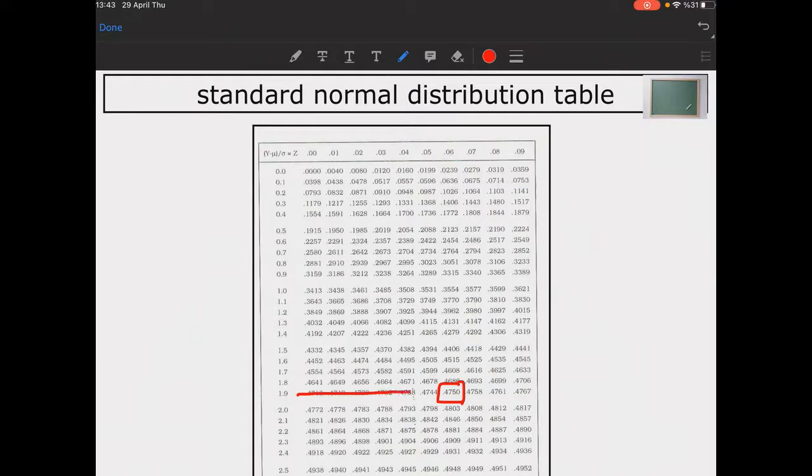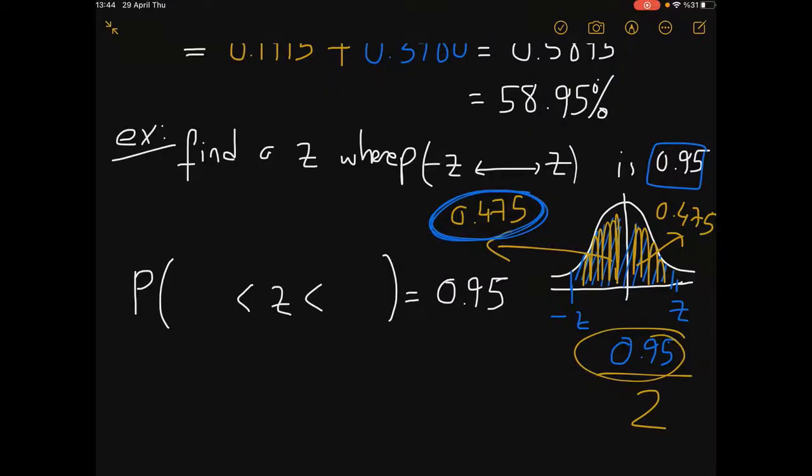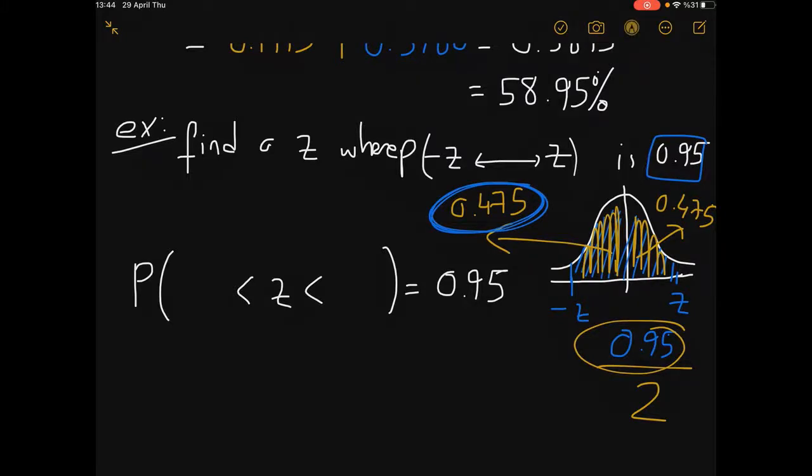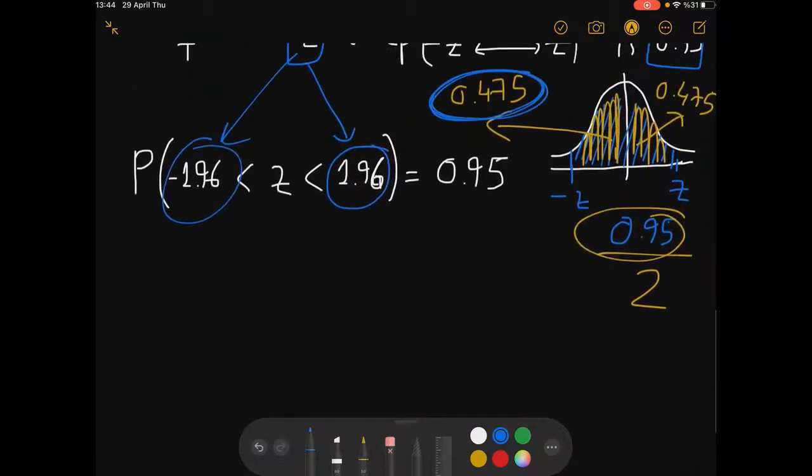And what is the value for this one? This time you go this way and this way. It is 1.96. So I can comfortably write here, voila, from minus 1.96 to 1.96, and this is the Z value I'm looking for. That's right, that's the other type of question that can be asked to you.